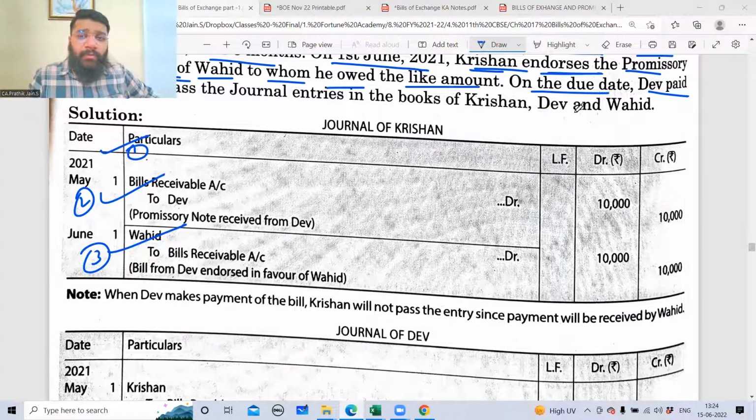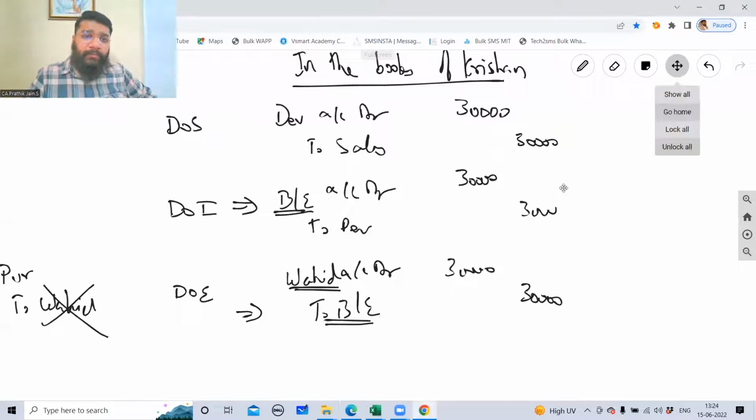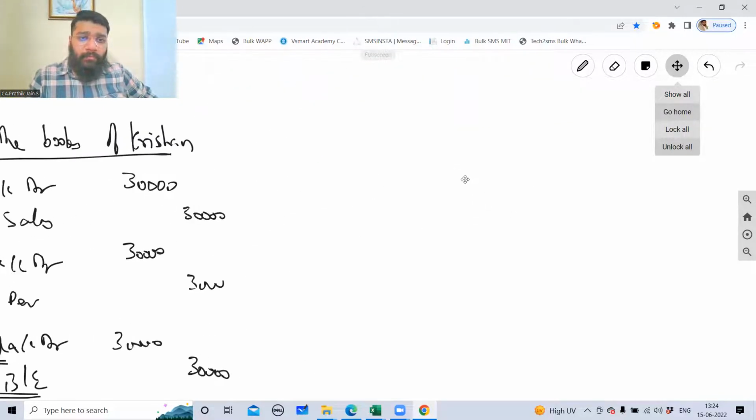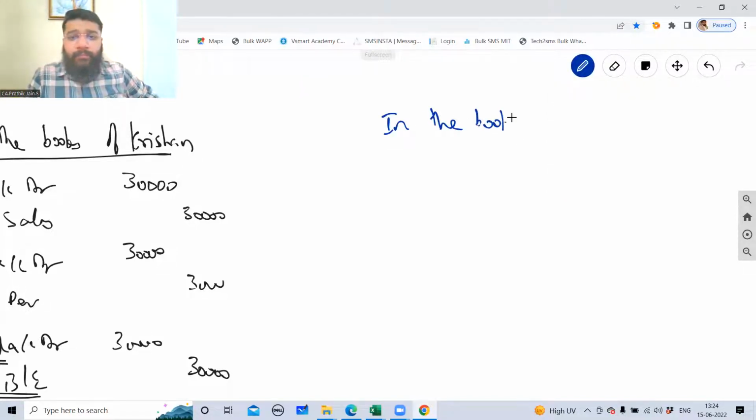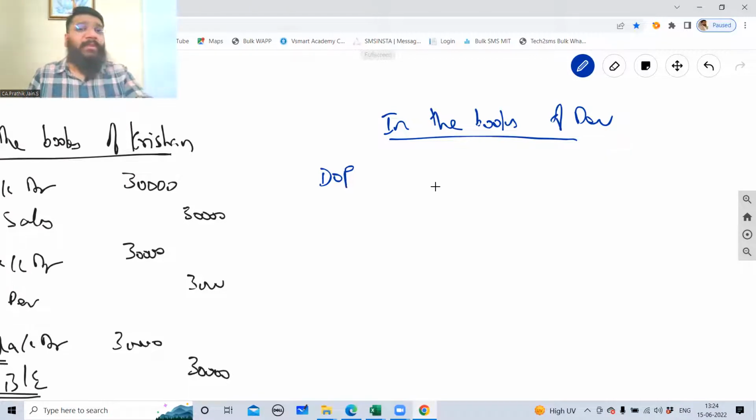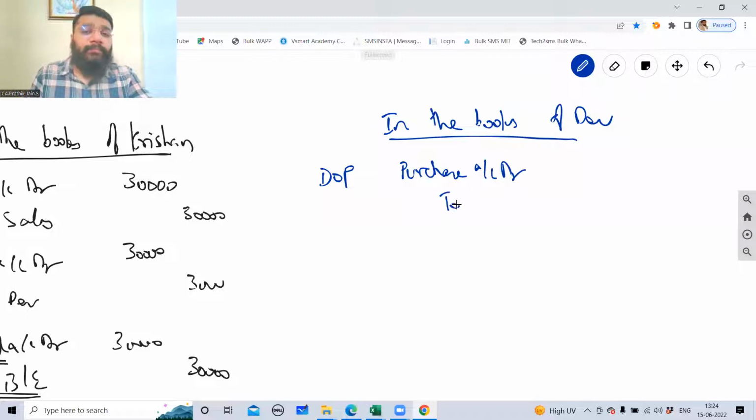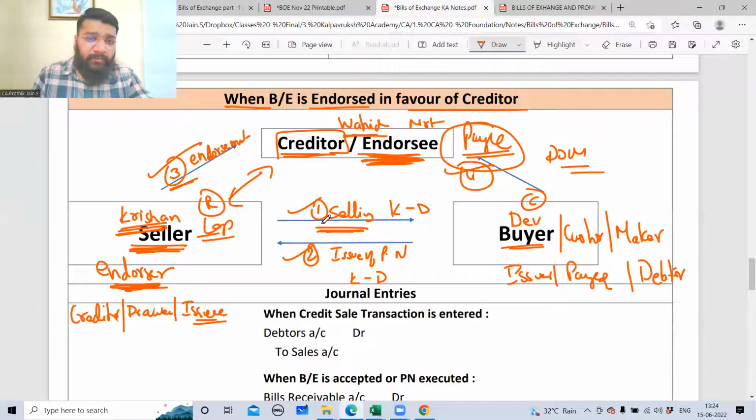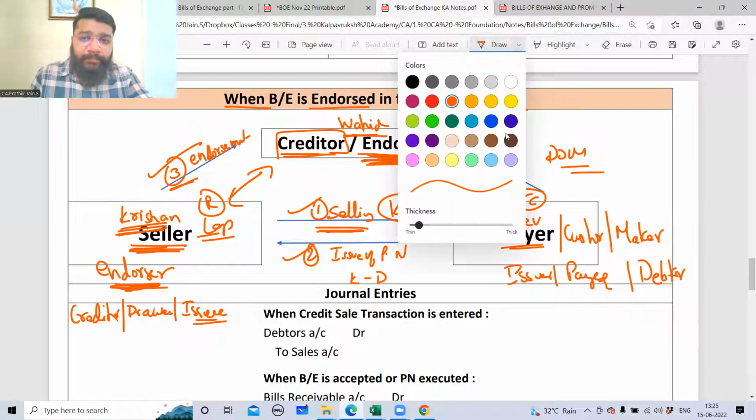Now next we have to record in the books of Dev. So on the date of purchase, Dev is purchasing, no? On the date of purchase, what will be the entry? Purchase account debit to Krishan. This is the purchase entry, 30,000, 30,000. This is the first transaction, happening between Krishan and Dev.